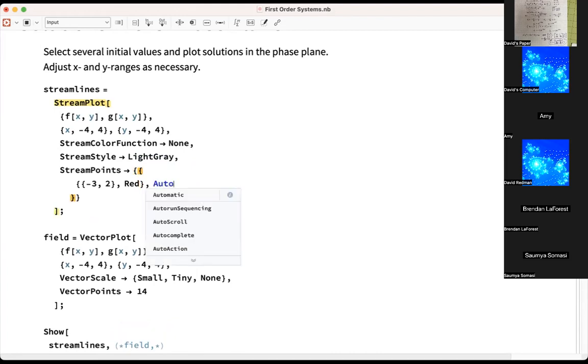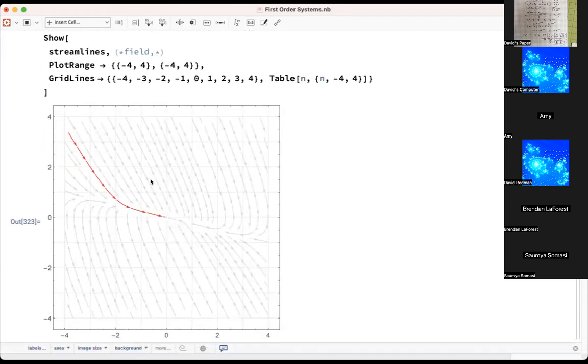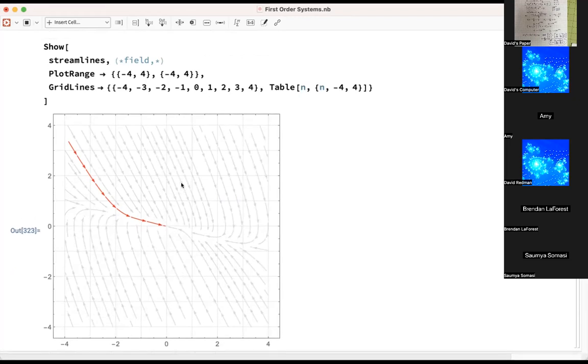So for example, if I put Automatic here, let's test it. That's what we want to see. So that may be answering one question. But I can add many, many solutions through here. Now, another person in a question said, I didn't give any initial conditions. Well, that's true. But let me show you the way around that.